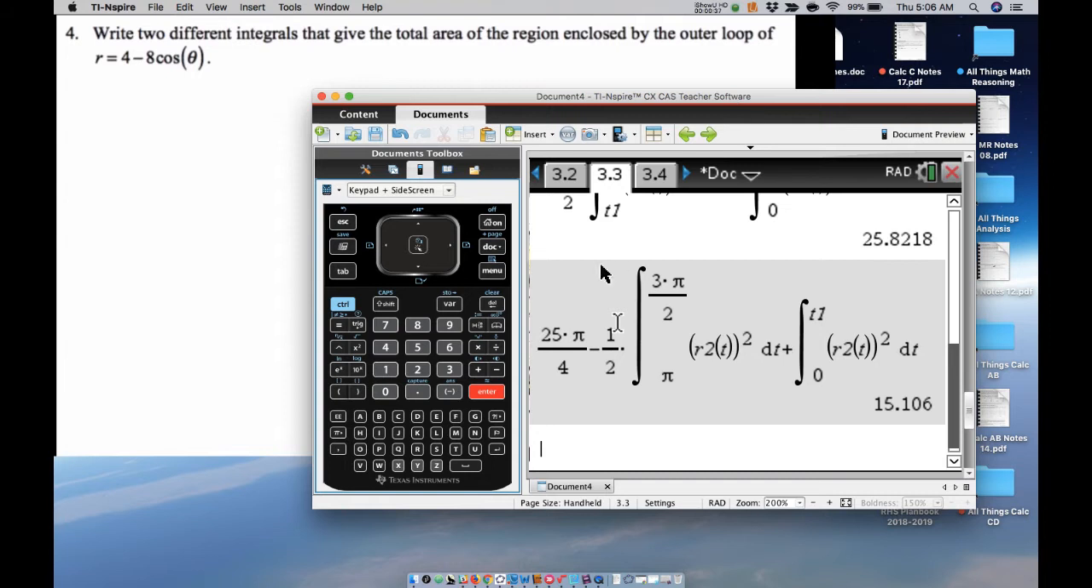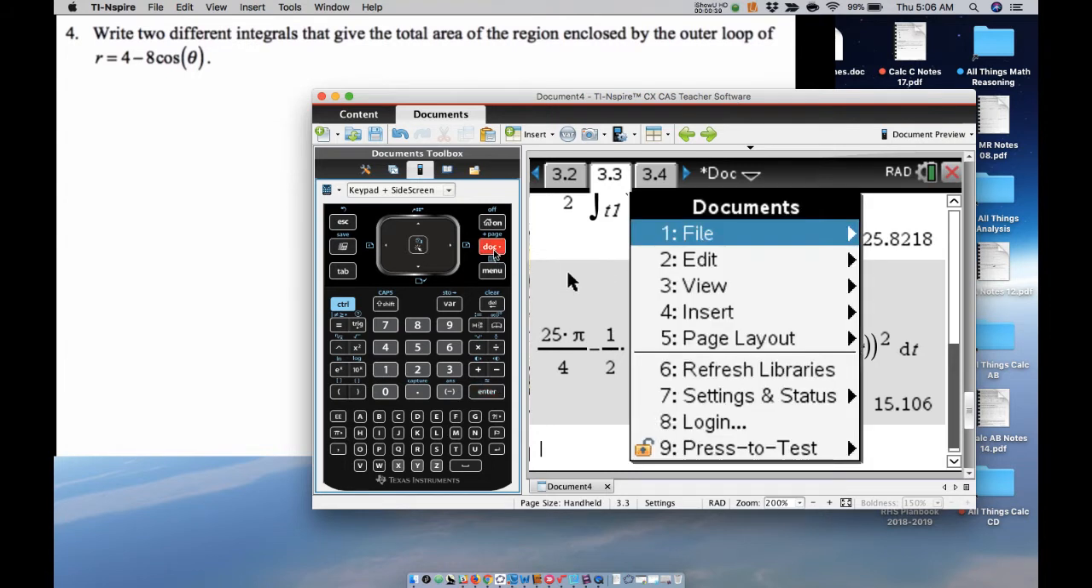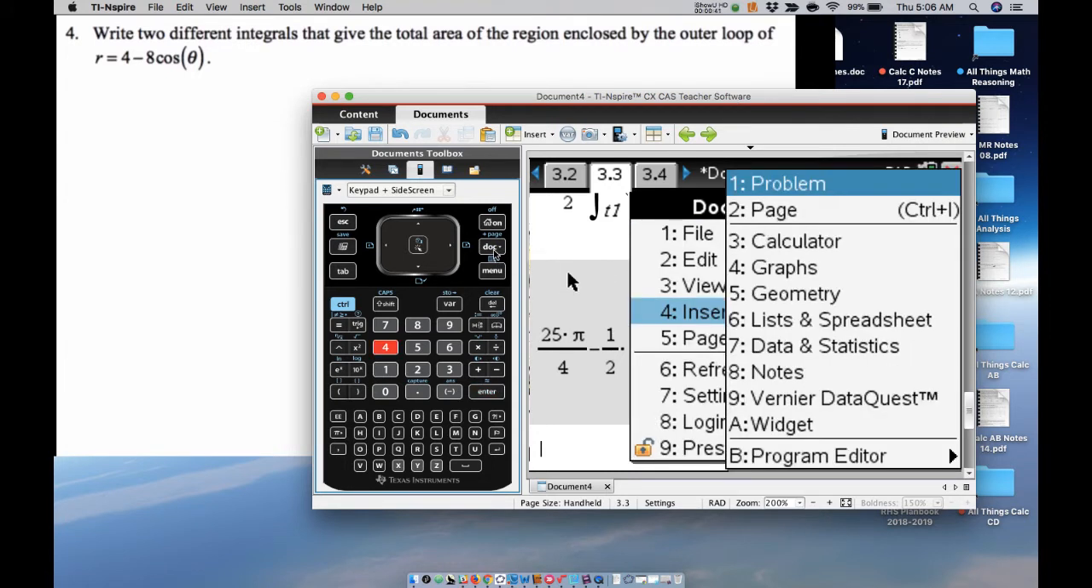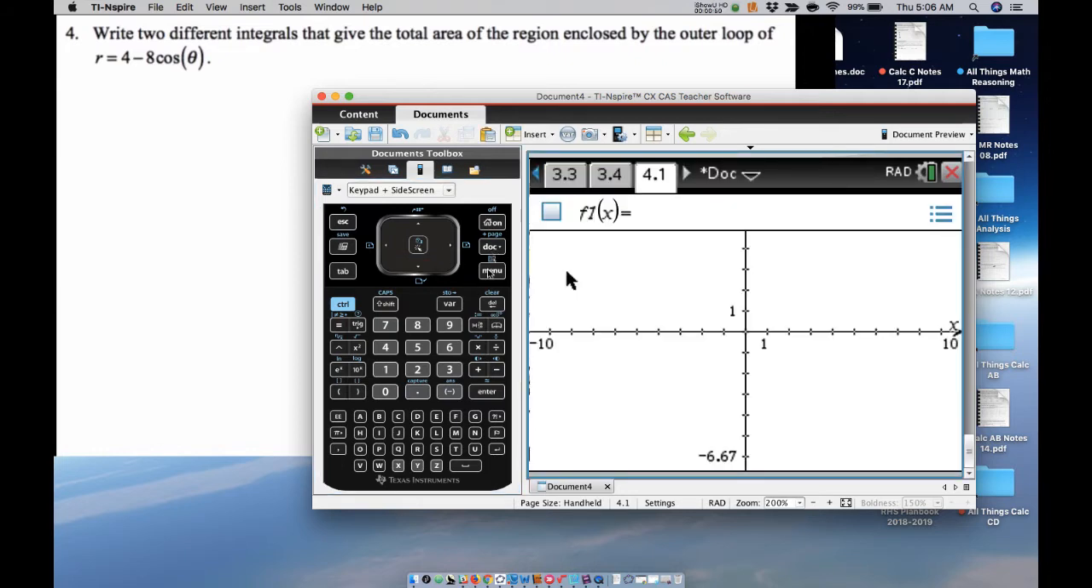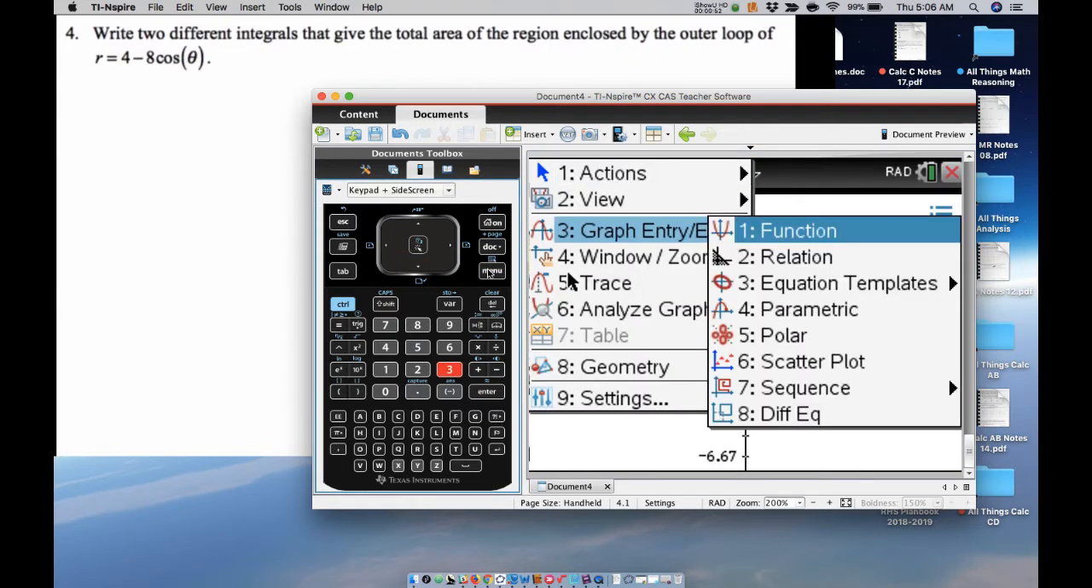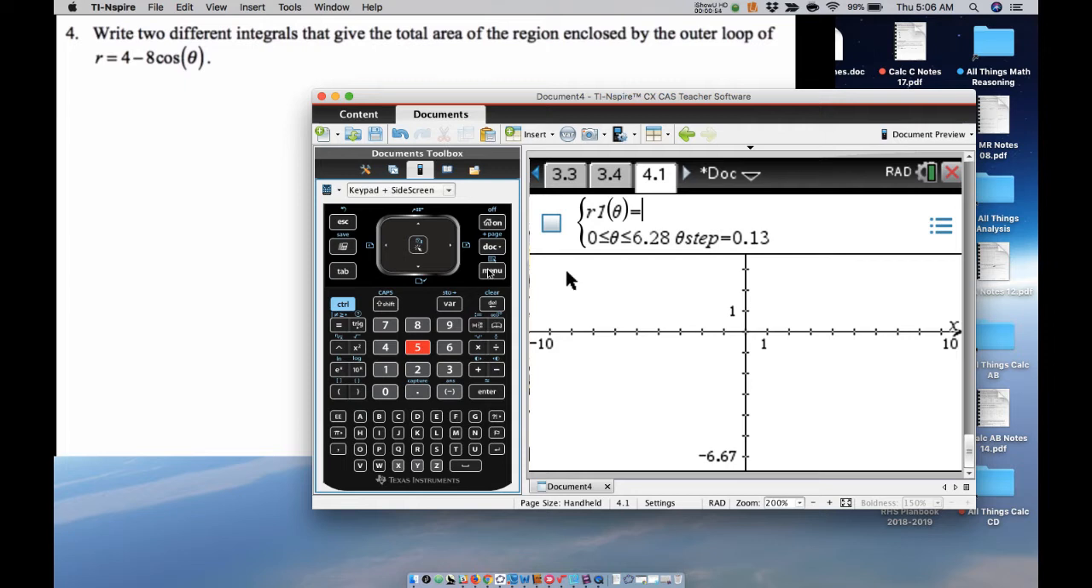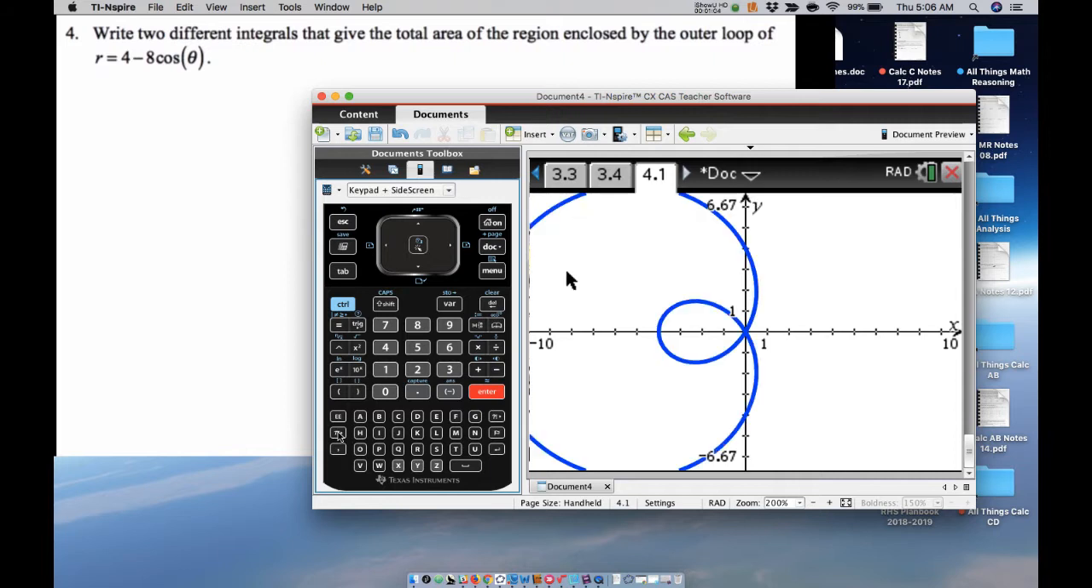So I'm going to start a new problem. I like to start a new problem every time I have to redefine r so that I can go back to my previous work and not have to totally redo it. So it seems like we want to graph. And I'm going to graph it in polar, so that's menu 3, 5. The more you do that, the more readily you remember it. 4 minus 8 cosine of, don't forget to use theta, so here. And we'll go 0 to 2 pi and see what we get.